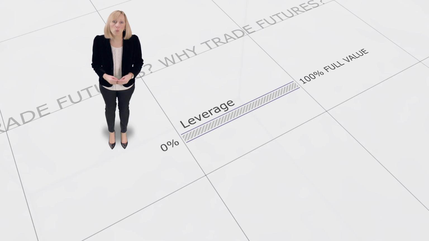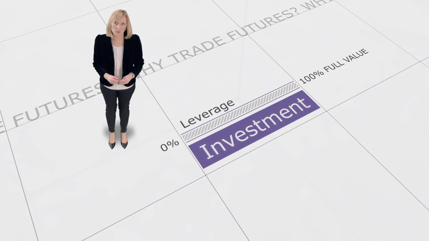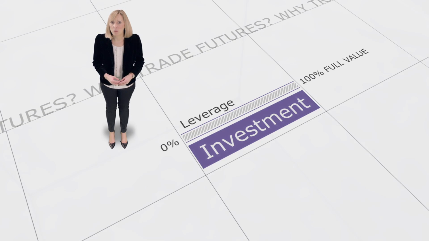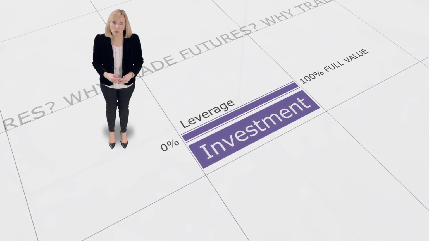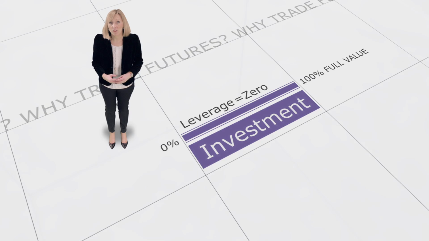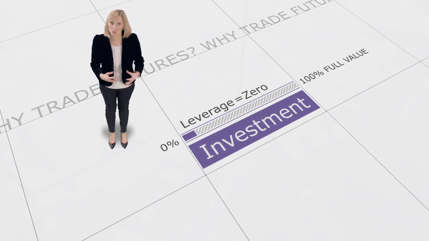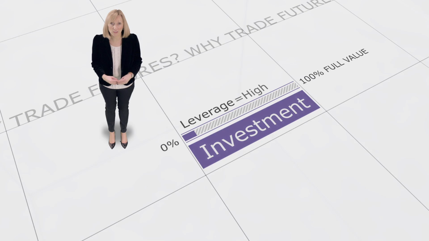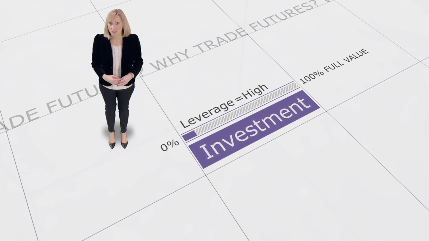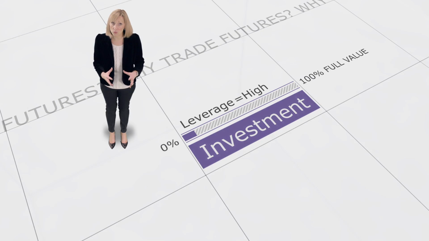Leverage is a measure of the worth or value of an investment relative to the money required to buy or sell the investment. For example, if you need to pay the full value of an asset when you buy it, then there is no leverage. On the other hand, if you only need to put up a small fraction of the value of an asset in order to buy it, then leverage is high.